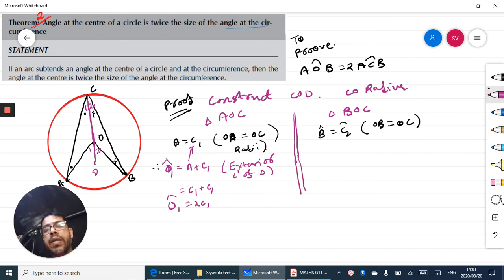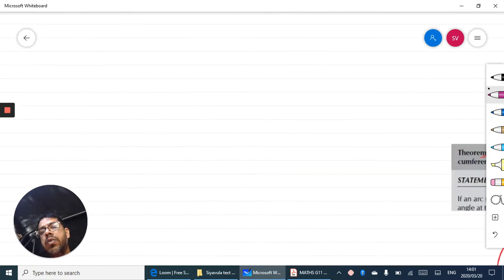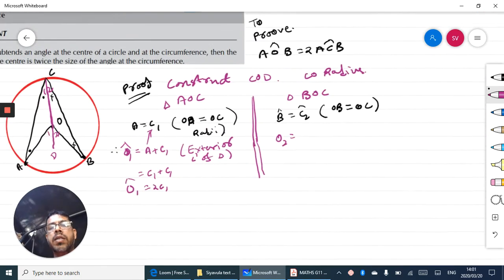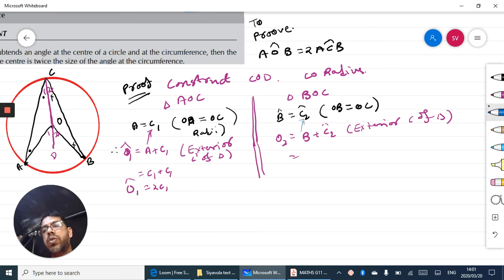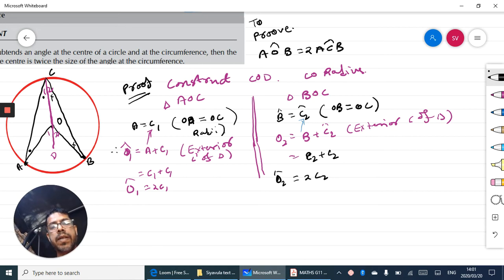Now if I look at the right hand side, similarly O2 is my exterior angle of a triangle, which is angle B plus C2. The same reason, exterior angle of a triangle. But in my previous step I proved angle B equals C2, which I can replace. So I can say C2 plus C2, I will end up with 2C2. So angle O2 equals 2C2, and angle O1 equals 2C1 from the left hand side.